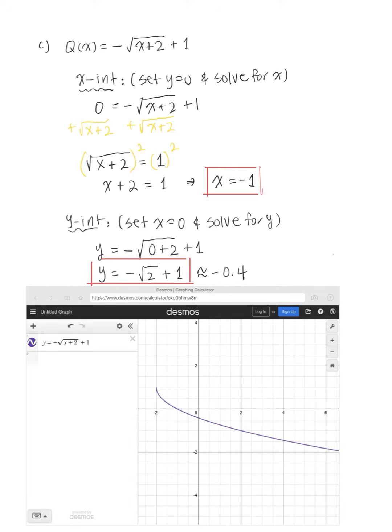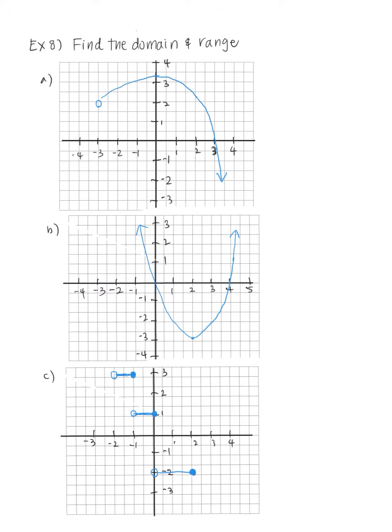Okay, so here is our function q of x. Let's see if it makes sense. Our x-intercept is x equals negative 1. I think that's good because this spot should be negative 1, isn't it? It makes sense. And the y-intercept, I know it's really little, but this should be negative square root of 2 plus 1, which is approximately negative 0.4.